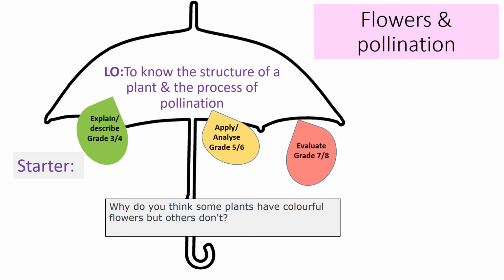Hi Year 7 and welcome to today's lesson, Flowers and Pollination. We're now moving away from human reproduction and we're going to spend the next few lessons looking at plant reproduction and how plants reproduce. So, big thinking question for today's lesson is why do you think some plants have colourful flowers but others don't?